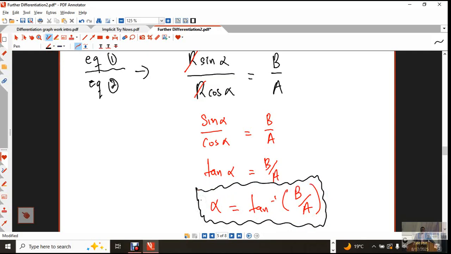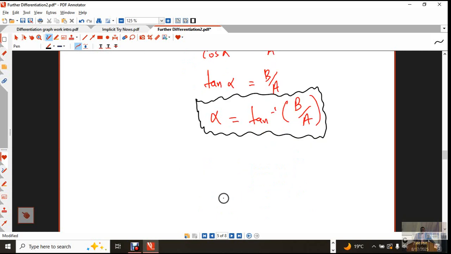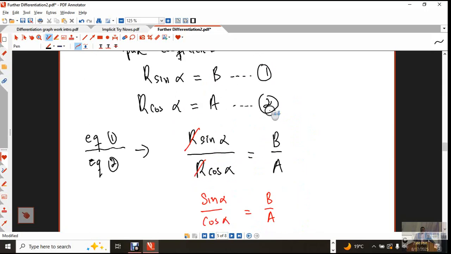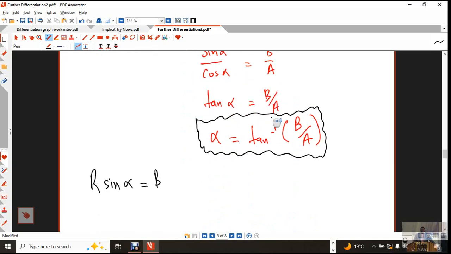Now, let me just bring my two equations back. My first equation, if you can remember, was r sine alpha equals b. Just make sure of that. Yes, r sine alpha equals b, and r times the cosine of alpha equals a. Right, we still have them as equation A and equation B.